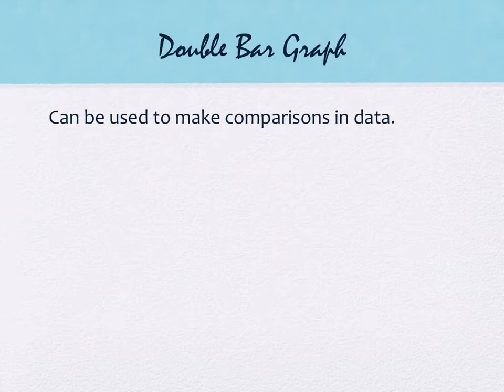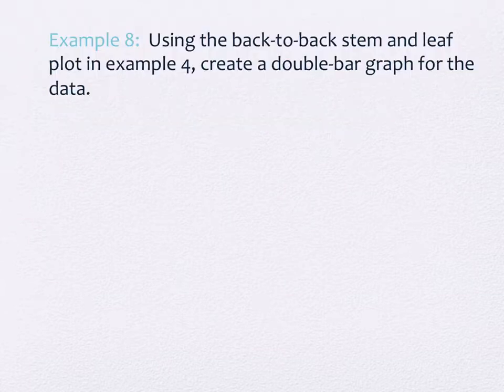All right, the next one is called a double bar graph. A double bar graph can be used to make comparisons in data. So it's good for comparisons. When we're looking at our bar graphs and so forth, we're comparing something within itself, like the data to one another. This is comparing one set of data to another set of data. That's what a double bar graph does. We actually looked at the back-to-back stem and leaf plot from earlier, and that's what you're going to want to reference. So flip back to your back-to-back stem and leaf plot.